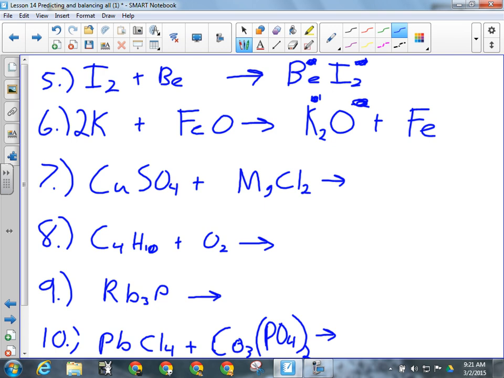Now, for number 7. Number 7 has a couple of tricks for a double replacement reaction. I give it away: it's a double replacement reaction. What do I have to do in a double replacement reaction? Switch the metals. So that means copper ends up with chlorine, and magnesium ends up with sulfate. Now, copper has more than one possible charge, agreed? How do I know which copper it is?